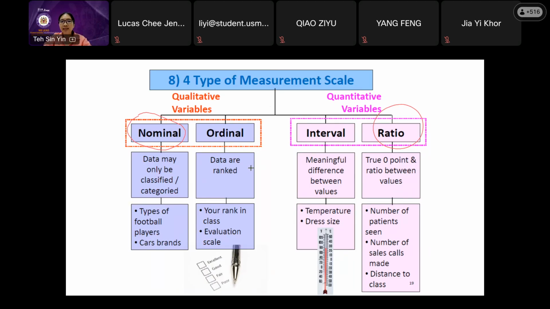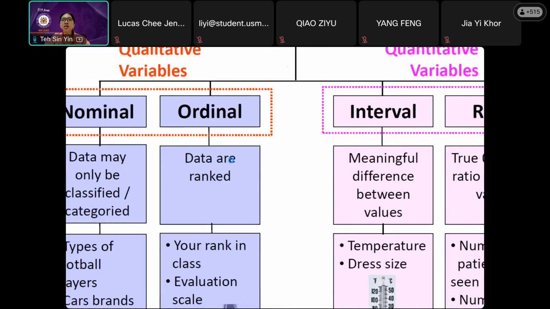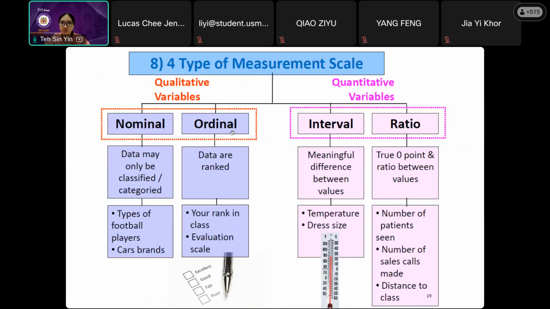When your data can be ranked, and the ranking is important, we call it the ordinal measurement scale. Ordinal comes from the term order. Order is important. The ranking is important. For example, your rank in the class or the evaluation scale. Let me make it a bit bigger here. So poor, fair, good, excellent. Poor means very, very bad. Excellent means very, very good. So the ranking here is important, so we call it an ordinal level of measurement scale.